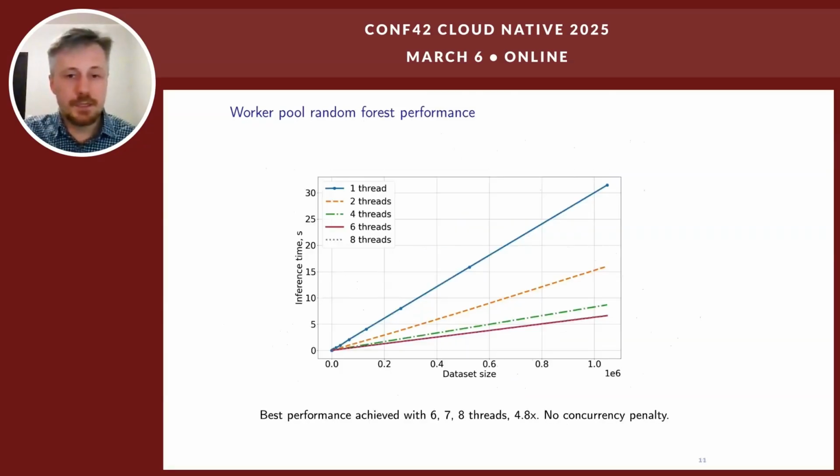And these are the results of using the worker pool pattern in random forest. We see that adding threads results in better performance. So this is single thread performance, this is 2-thread performance, 4-thread performance, and this is 6, 7, and 8-thread performance. We see that the system couldn't give us more processing power, so in all these 3 cases we get the same performance. But there is no concurrency penalty here, and we have better performance overall.